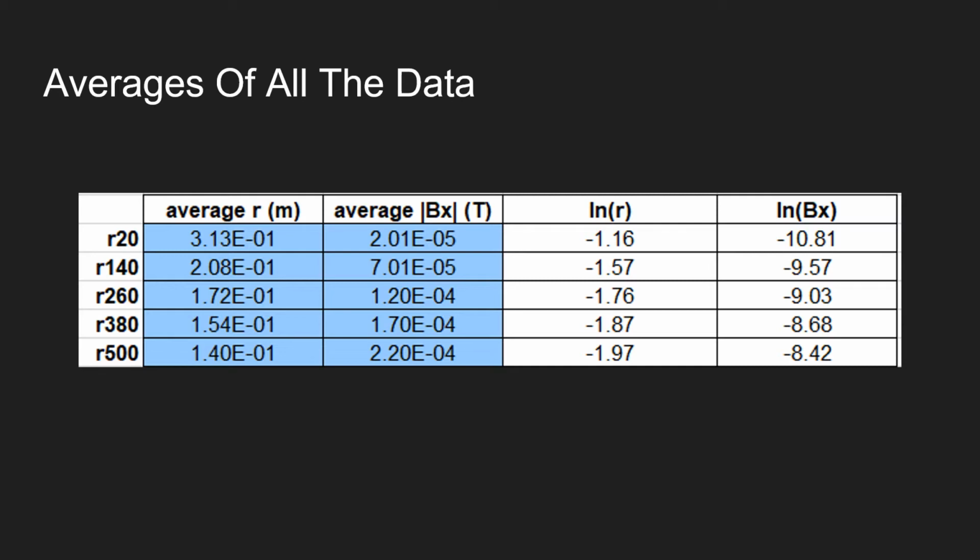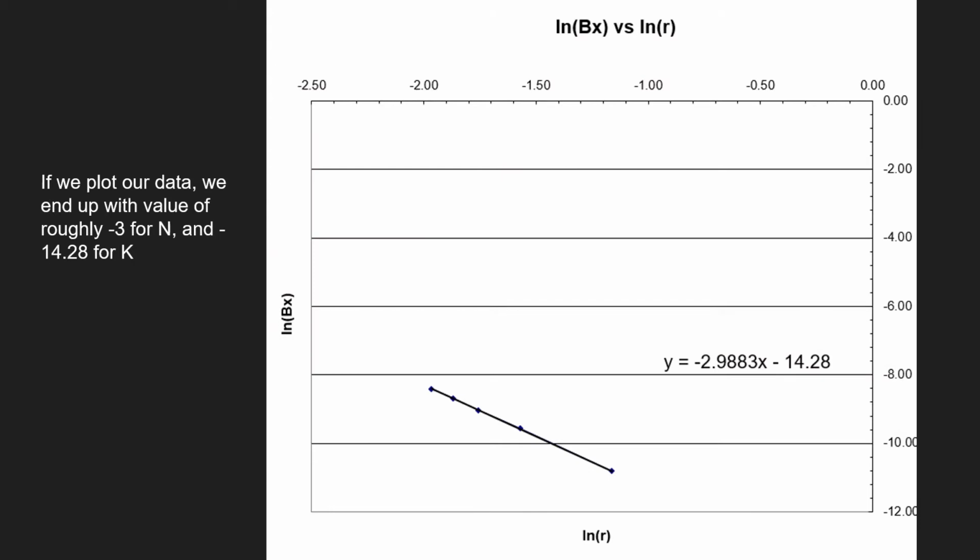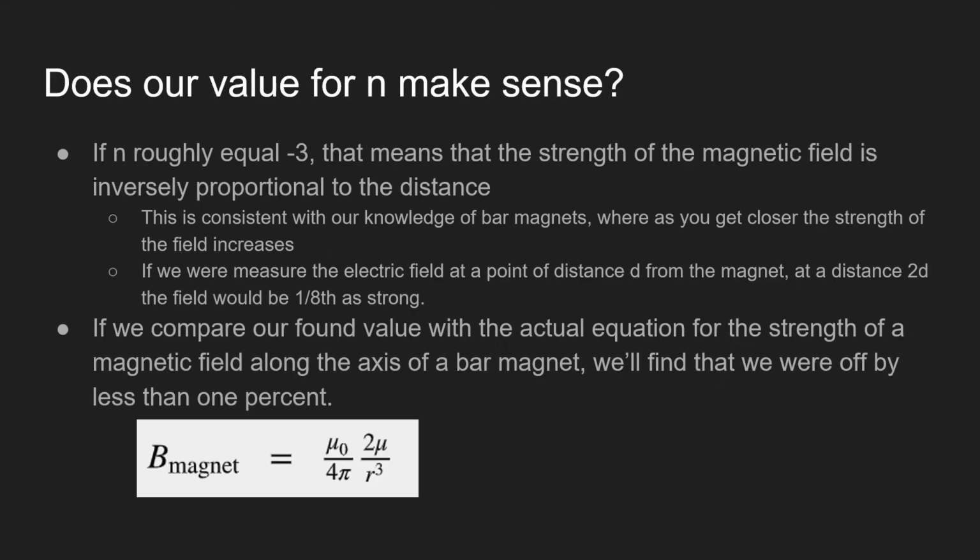magnetic fields. Now, if we represent the strength of the magnetic field as some constant k times the distance to the power of n, we can rewrite the equation such that we can find both the value for k and n if we plot our data accordingly. Using and plotting the data from our averages table, we came up to a value of roughly -3 for n and -14.28 for k.